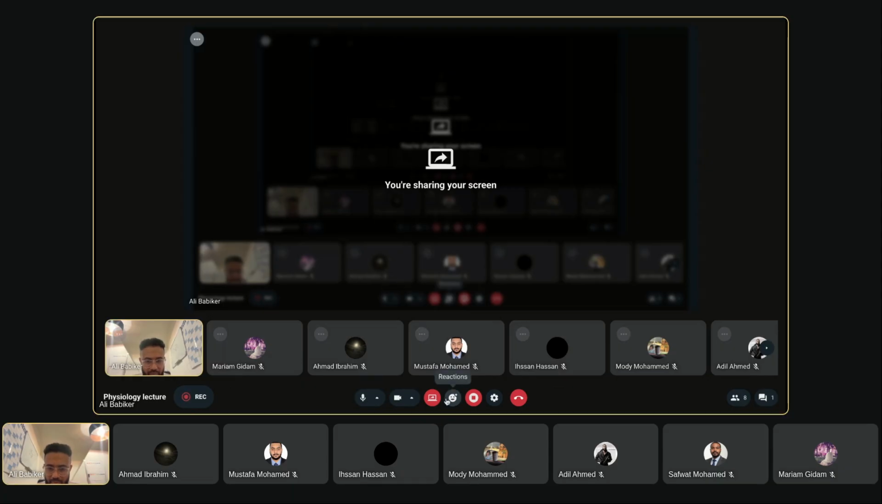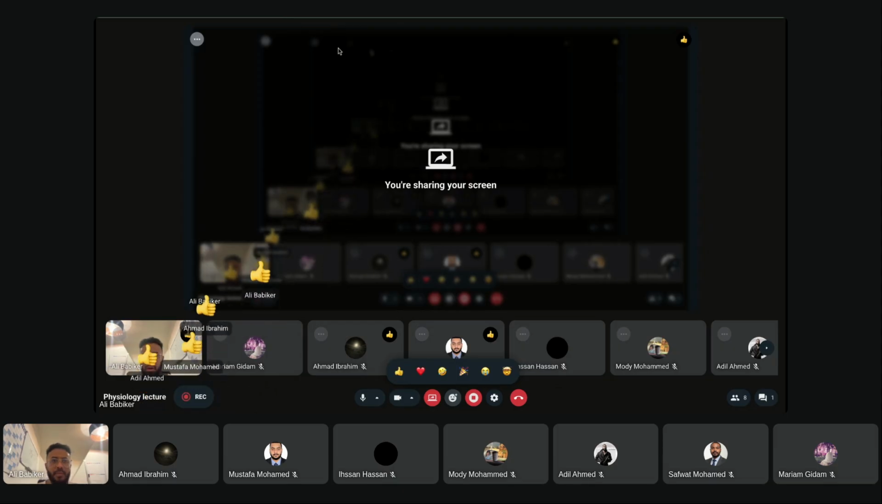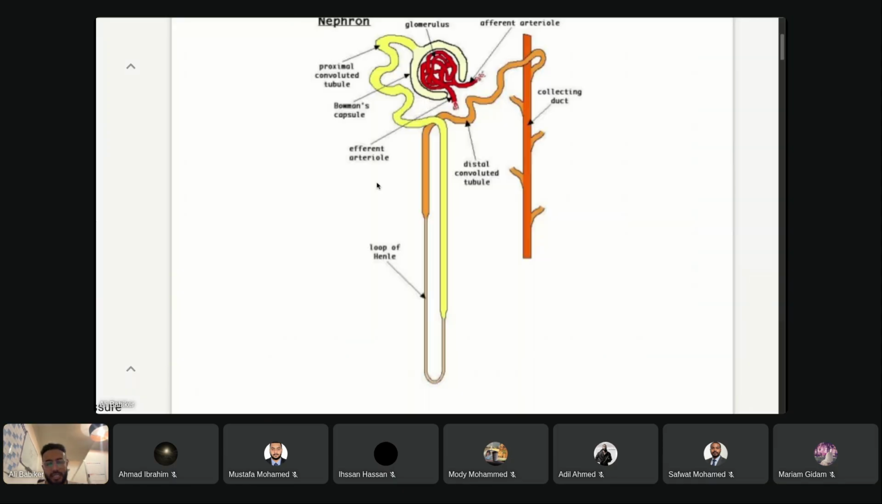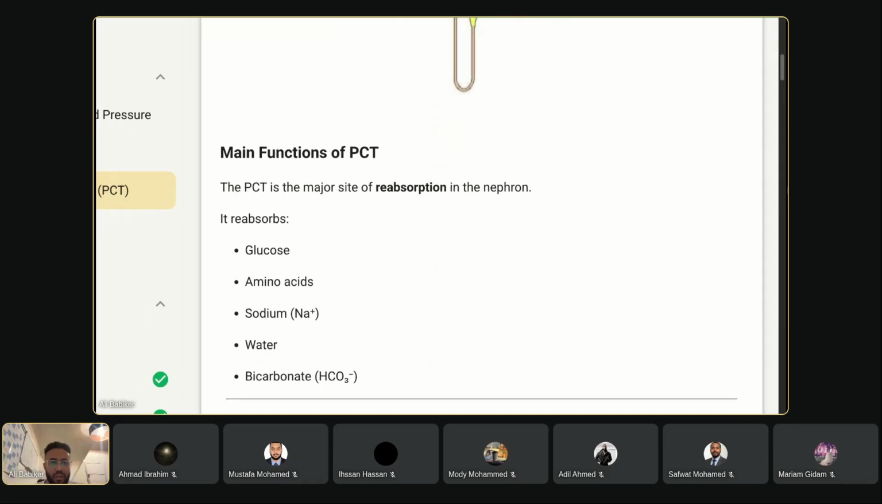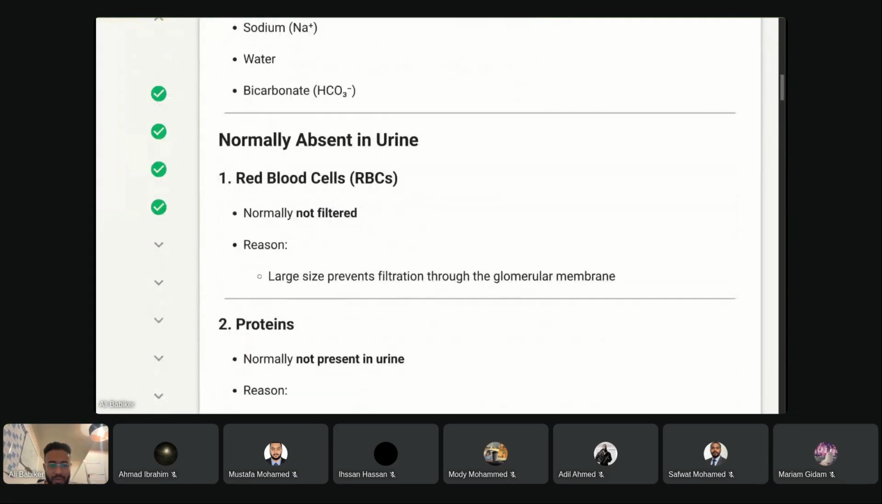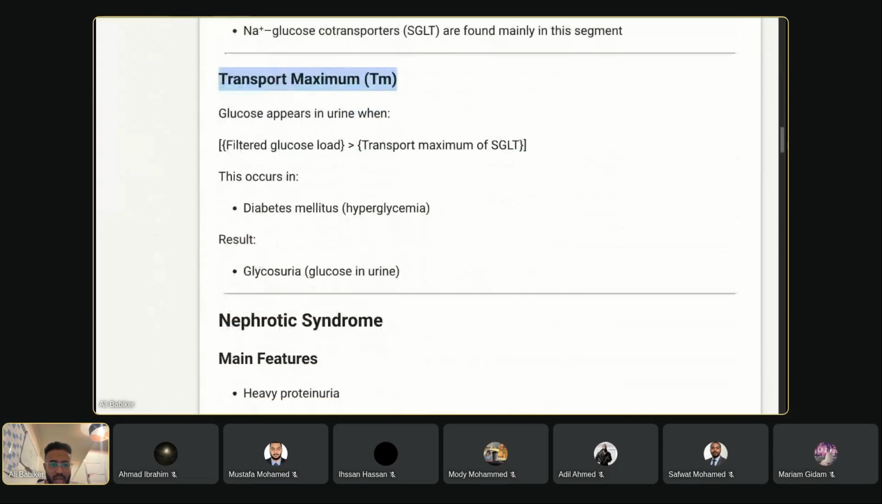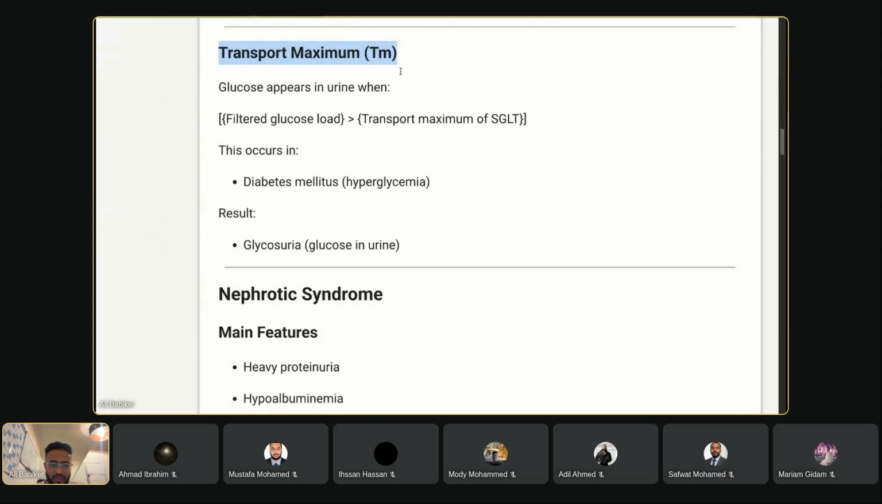Just put thumbs up if you understand what I just mentioned. All right. Fantastic. Main function of proximal convoluted tubules, we mentioned that. We mentioned what's normally absent in the urine. And I just explained the transport maximum for you.